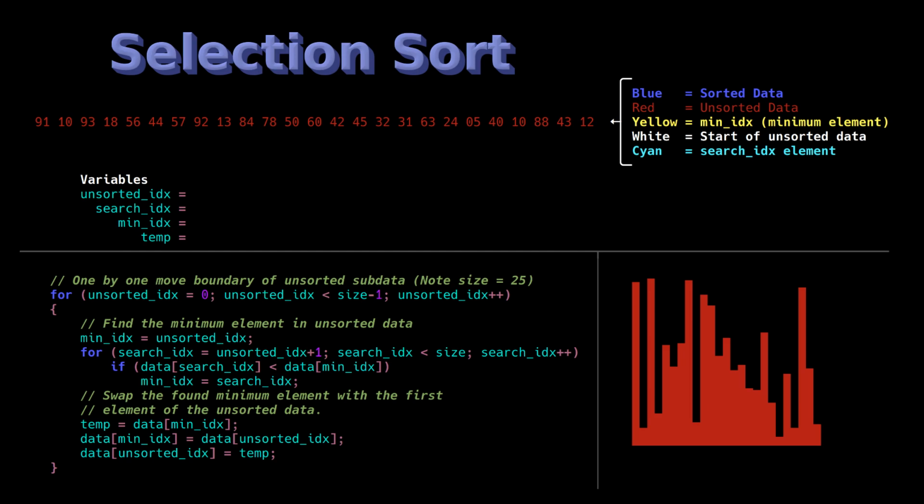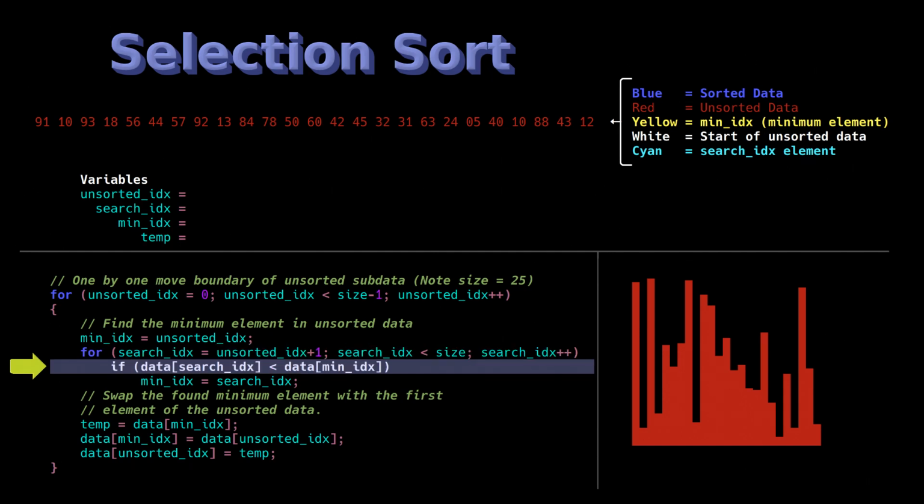The implementation of the selection sort algorithm contains two loops. An outer loop which traverses the entire array, and an inner loop which traverses the unsorted portion of the array looking for the unsorted minimum element.